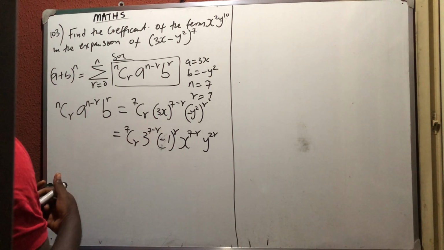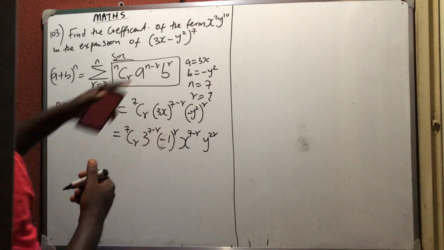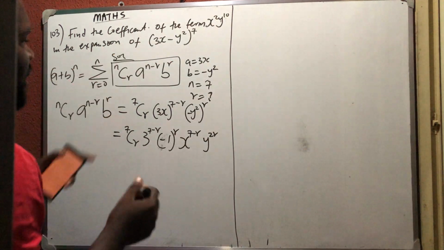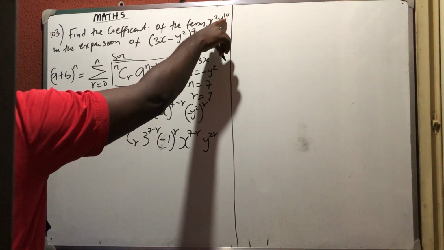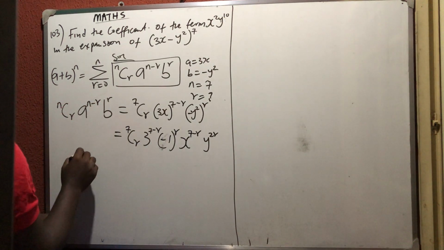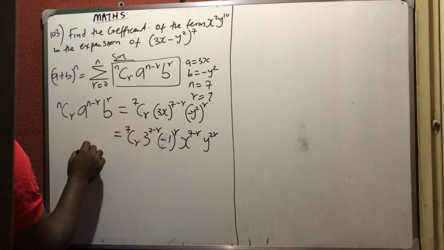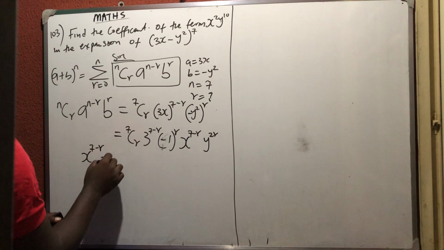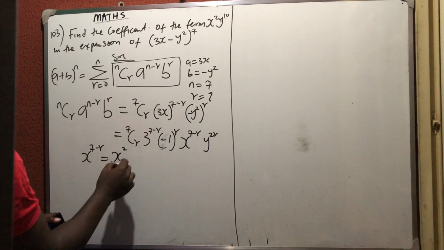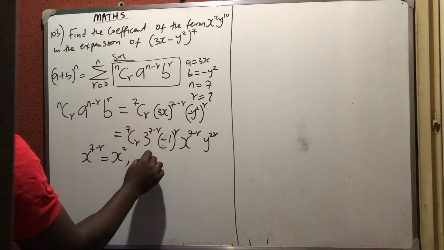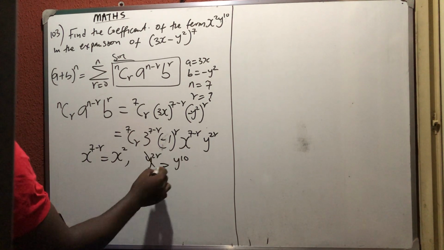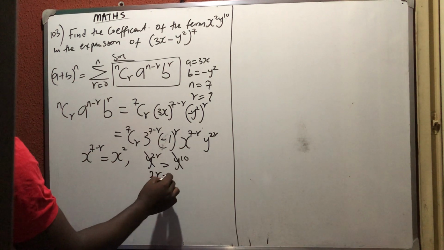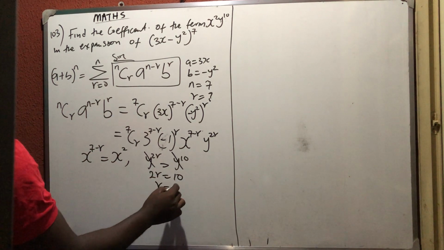Since you are looking for the term that will have x raised to power 2, y raised to power 10, you can equate this thing to 2 or equate this thing to 10, any one you like. You can say that x raised to power 7 minus r is equal to x raised to power 2 you are looking for. Or you say that y raised to power 2r is equal to y raised to power 10 that you are looking for. So this takes care of this. You have 2r is equal to 10, which shows that r is equal to 5.